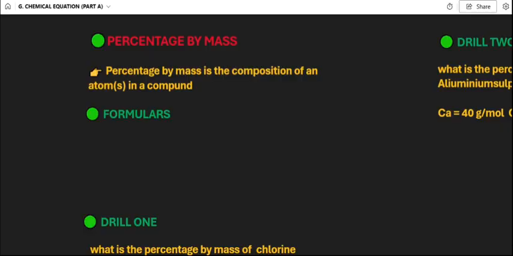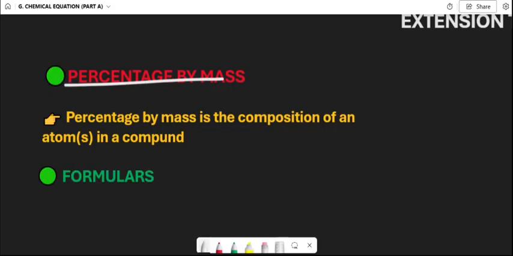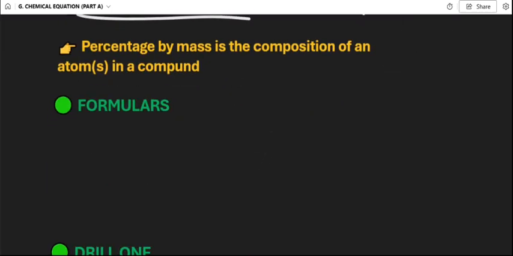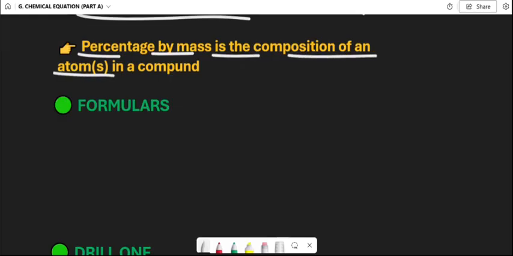Next on our course outline is the percentage by mass. What is percentage by mass? It's just simply the composition of an atom in a compound. So I write down here that percentage by mass is the composition of atoms. It can be more than one atom in a compound.